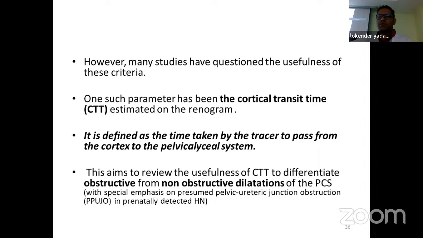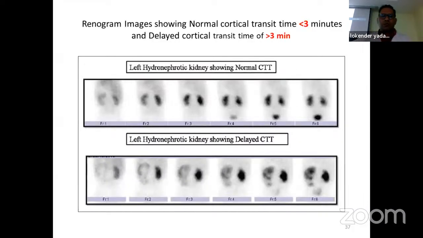One such parameter has been the cortical transit time estimated on the renogram. It is defined as the time taken by the tracer to pass from the cortex to the pelvicalyceal system, and this aims to review the usefulness of the cortical transit time to differentiate obstructive from non-obstructive dilatation of the PCS. In the renogram, here is the image showing the normal cortical transit time of less than 3 minutes and a delayed cortical transit time of more than 3 minutes.